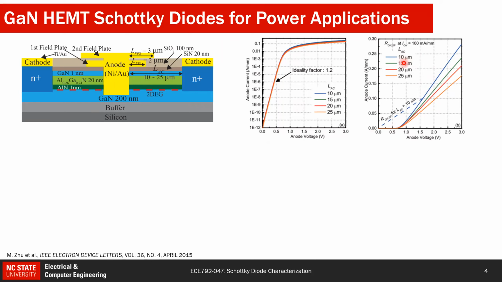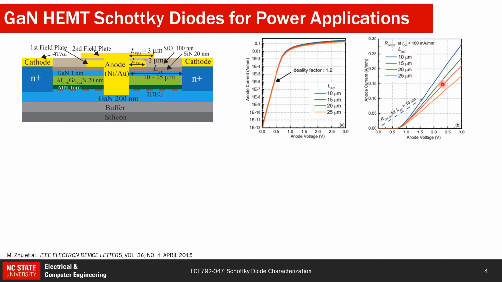The larger the separation, the higher the resistance will be. You can find the on-resistance from this graph, where some people directly use the current and voltage at a given point, mostly at 100 milliampere per millimeter, and from there you can find a resistance.